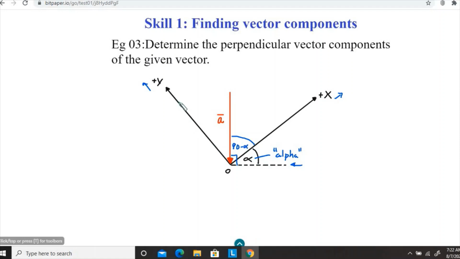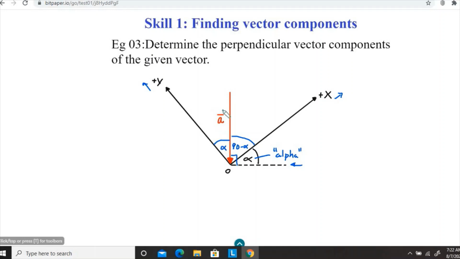And then if you look at the xy coordinate system, the x-axis and y-axis by definition are perpendicular to one another. So that means this angle is also alpha, because alpha plus 90 minus alpha should equal 90 degrees. So this is 90 degrees.